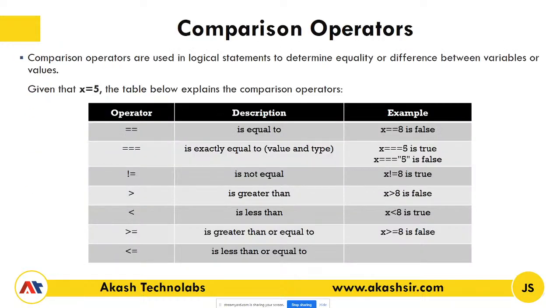We have another operator, that is the comparison operator. This is equals to. So there is one simple question: what is the difference between double equals and triple equals? In double equals, it will check your value. In triple equals, it will check your value and data type, right? And not equals, greater than, less than, greater than or equals to, less than or equals to. So these are simple operators which are also available in C programming.